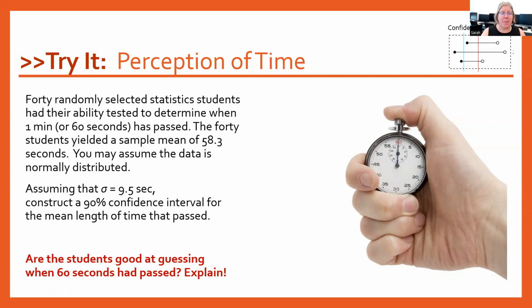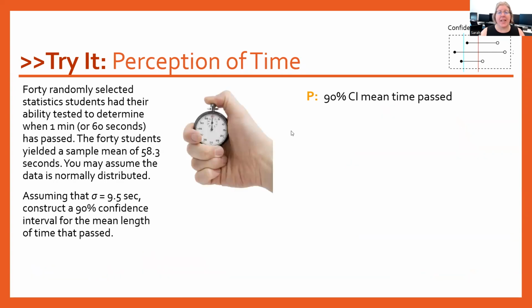All right, so the P in panic is the parameter statement. That's what we're being asked to do. So something like a 90% CI mean time passed works just fine for that, anything along those lines.